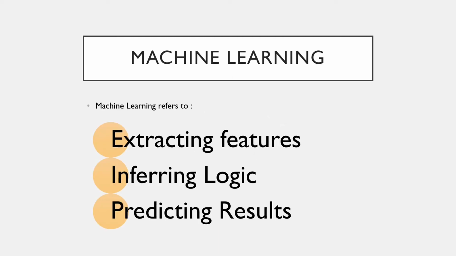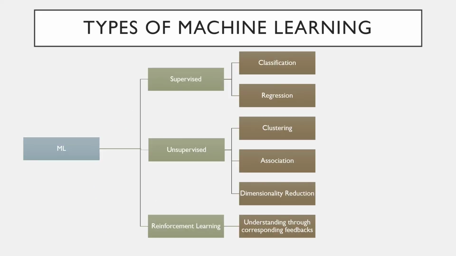Our next topic of the day is machine learning. Machine learning refers to extracting features from given data and then inferring logic and predicting results from the data itself. Now, machine learning is further divided into three parts, that is, supervised, unsupervised, and reinforcement learning.